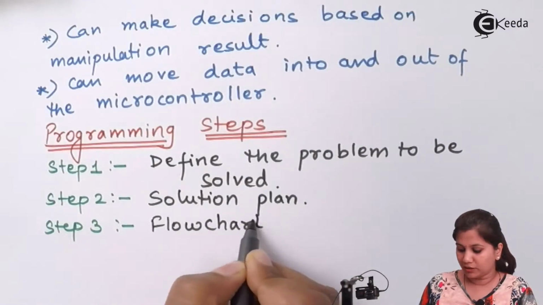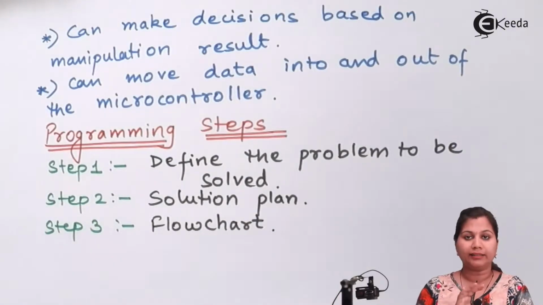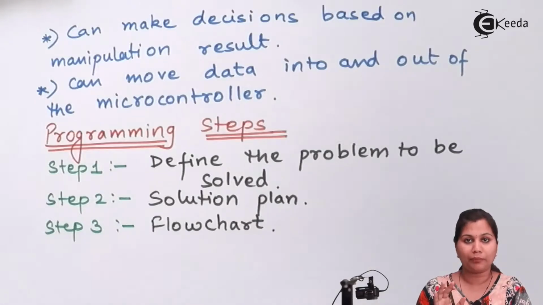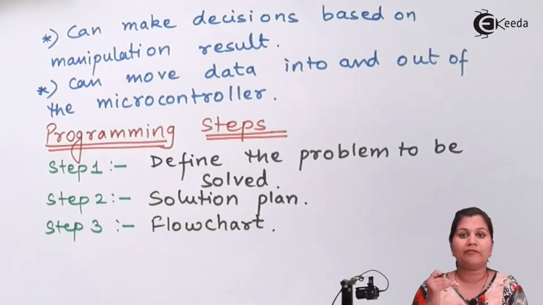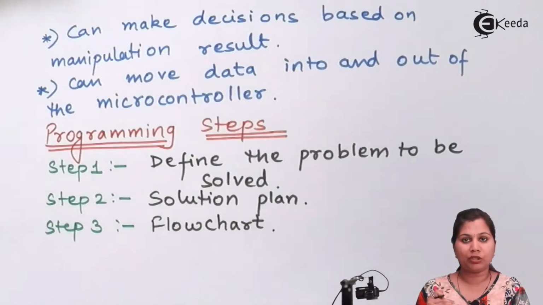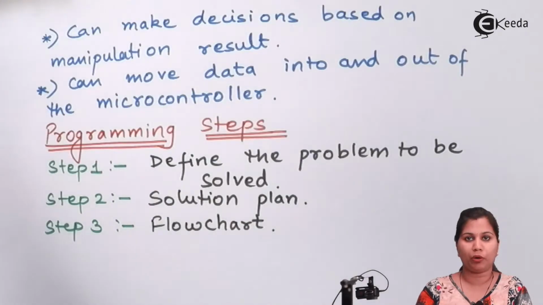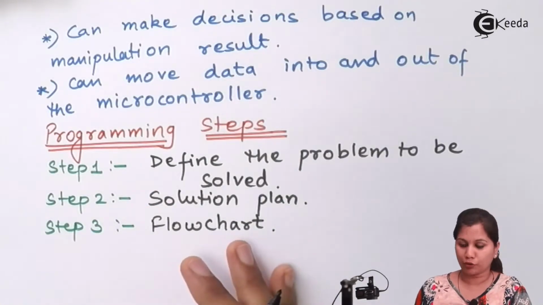When we have got the solution that in this way we are going to solve our problem, then in the third step we will draw the flow chart, that is, what will be the sequence of solving the problem, which is the first step, second step, third step, in which sequence we are going to solve the problem. So that is defined in step number 3 with the help of the flow chart.